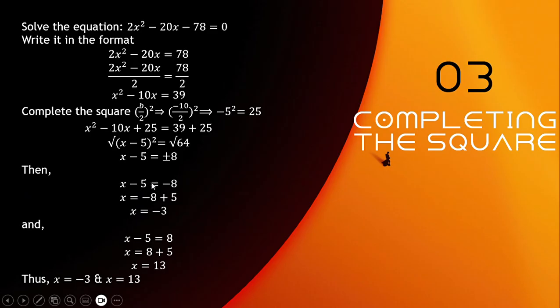So, x minus 5 is equal to negative 8. Then, x is negative 8 plus 5 is equals to negative 3. So, yan yung first natin na value ng x. Then, yung next is x minus 5 is equals to 8. Then, x is equals to 8 plus 5. x is equals to 13. So, ang value ng x natin in this equation is x equals negative 3 and x equals 13.